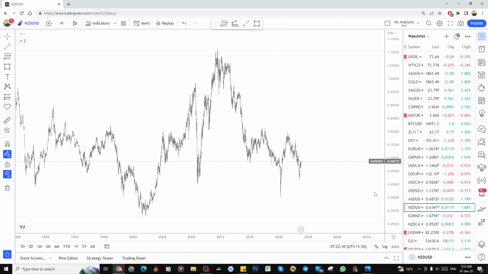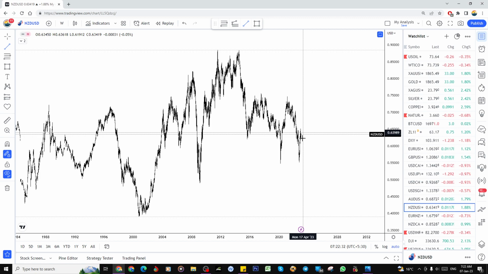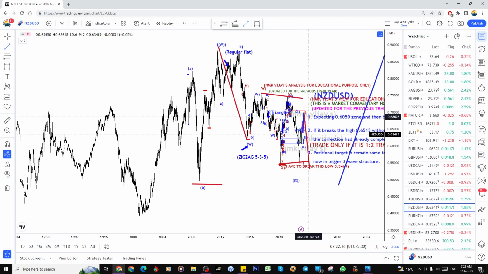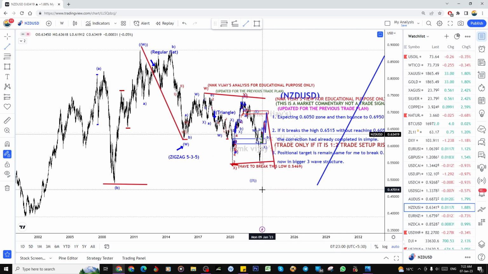The same thing in the New Zealand dollar, I already predicted this one, right? If you are following me, you know very well. I already said A, B, C, D, E. If it is not going to break this, this is what is going to happen. This is the impulsive, this is the corrective part, then one impulsive to break this low, and it can reach up to this also. So one impulsive, one corrective, one impulsive. That's it. It's very simple.